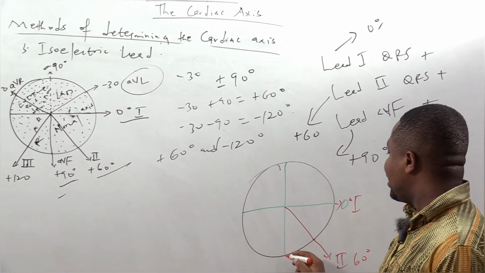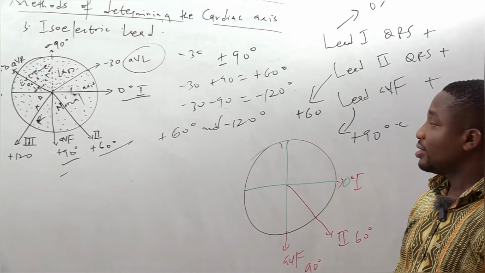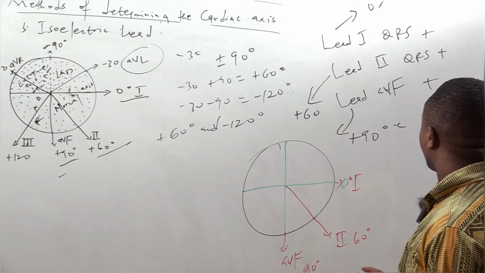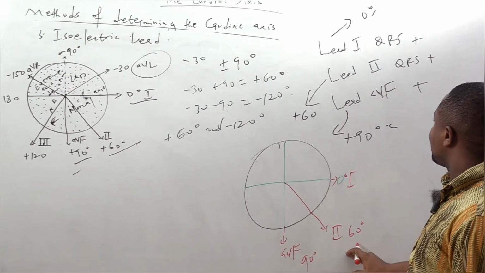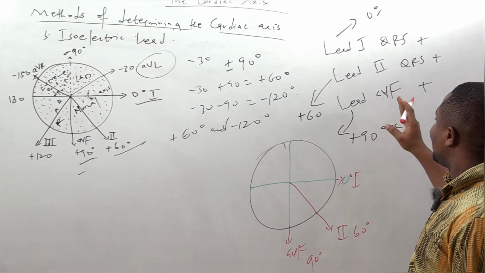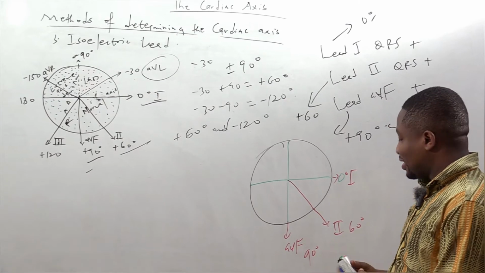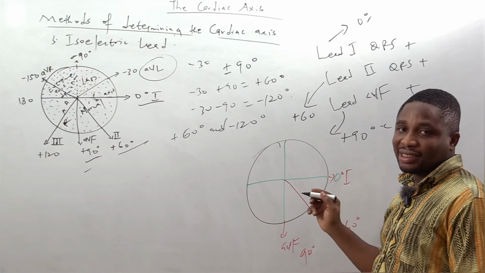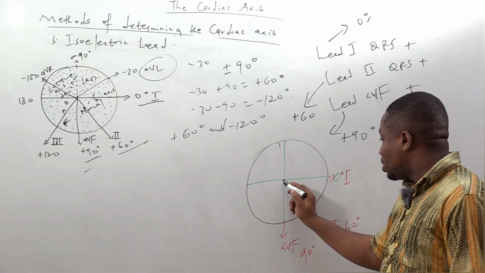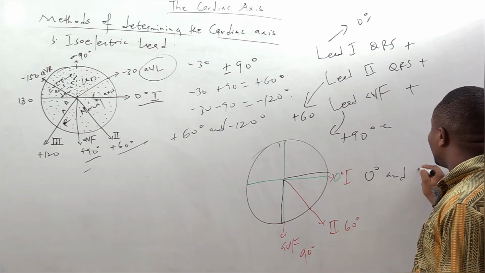Then we have the AVF, which is 90 degrees. Okay? Then we know our lead 1 is 0 degrees, lead 2 60 degrees, lead AVF 90 degrees. Meaning that it tells you that we are going to have the cardiac axis located between here and here. That will be 0 degrees and 90 degrees.